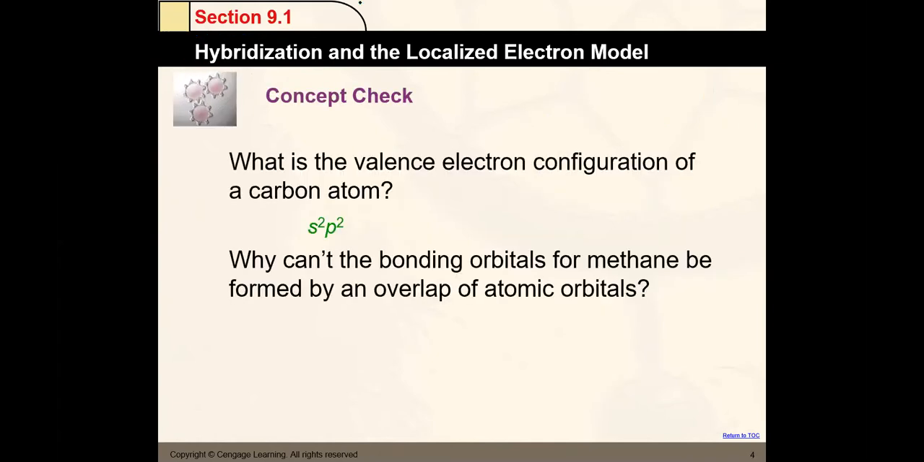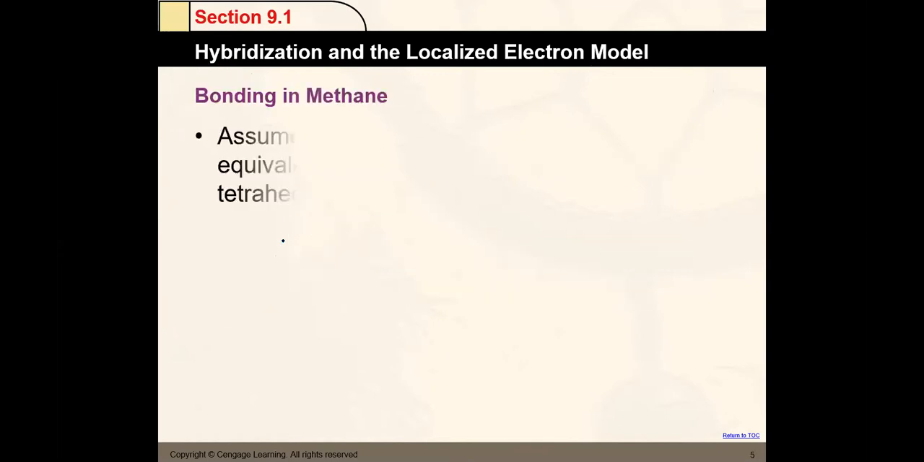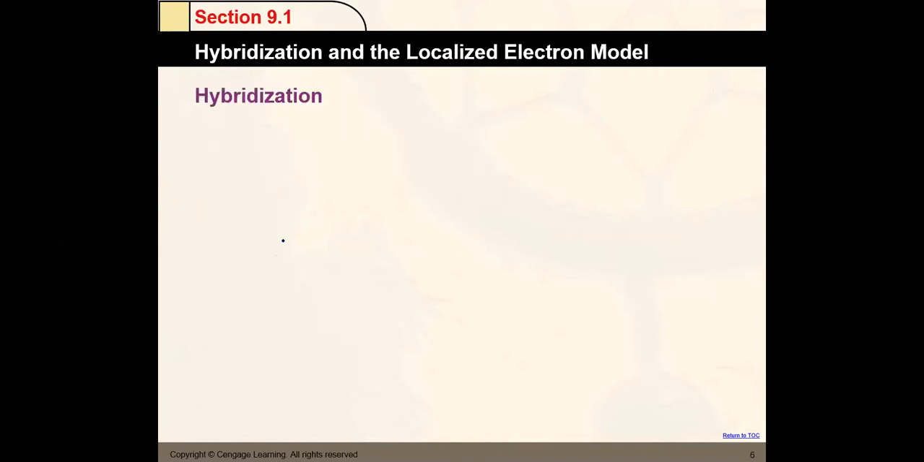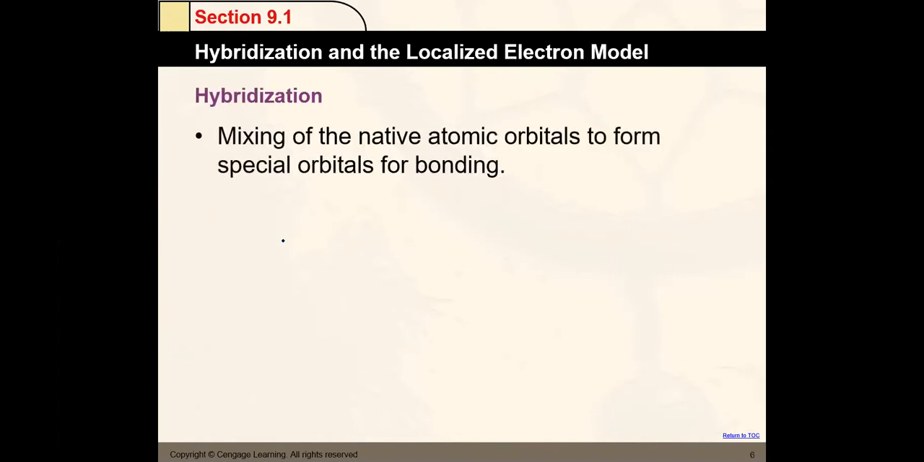So why does that geometry come up? That's exactly the hypothesis. If we have 2s2 2p2, how can the bonding in methane be formed by overlapping atomic orbitals? The bonding in methane had to be explained: how does it get a tetrahedral shape when the orbitals are perpendicular? Hybridization is how they explain it, which by definition is the mixing. It's a property that some atoms have, of mixing a natural atomic orbital to form special orbitals for bonding.